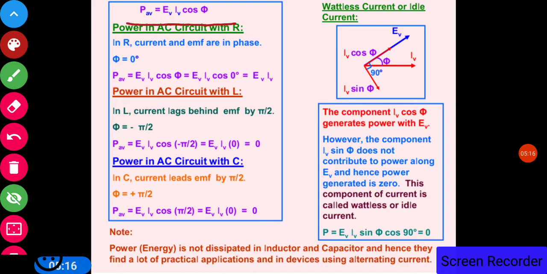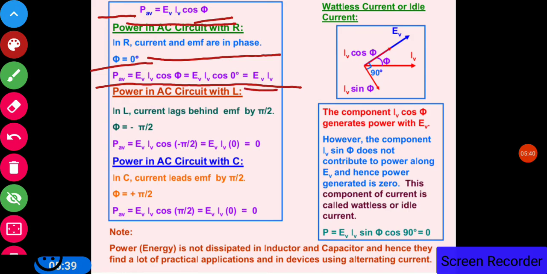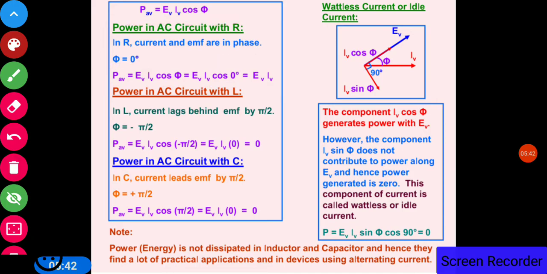Since P average is equal to E I cos phi, the value of average power depends upon the angle phi. In a circuit with R only, current and EMF are in the same phase, that means phi is equal to 0. So we can write P average is equal to E_v I_v cos 0, and cos 0 is 1. So P average is E RMS into I RMS. Its value is maximum in case of the power in AC circuit with R.